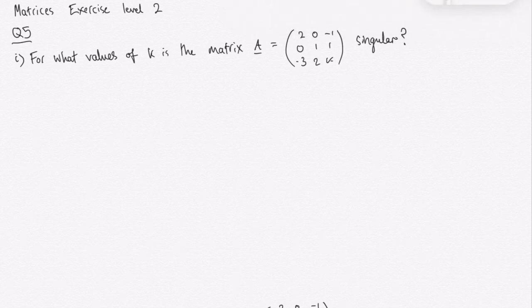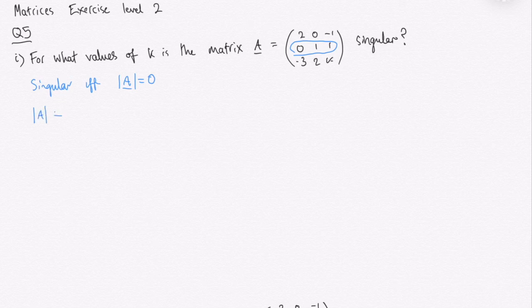Okay, so it wants the values of k for which the matrix A is singular. Well, we know that a matrix A is singular if and only if the determinant of A is equal to 0. So we need to calculate the determinant of A. We can take any row or column to calculate the determinant, but actually the middle row seems to be a sensible choice because it's got a 0 and 2 ones in it. So what is the determinant of A?